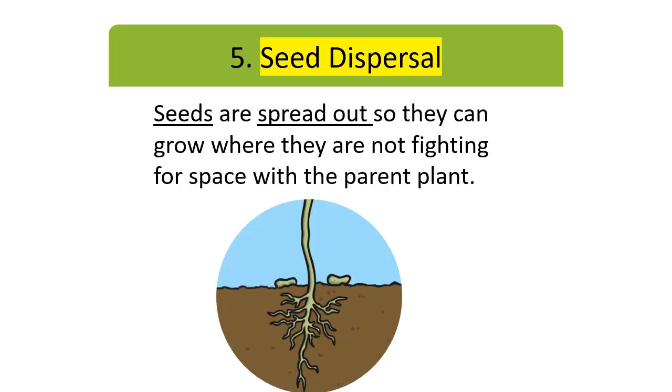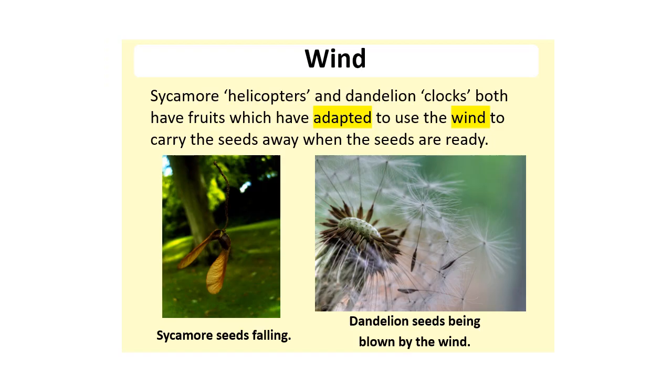So next we talk about seed dispersal. This is the final stage in the plant life cycle before it starts again. Seeds are spread out so they can grow where they are not fighting for space with the parent plant. So dispersal means to spread out.